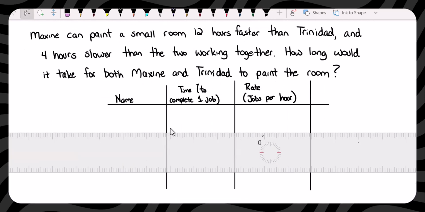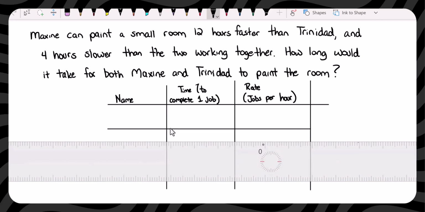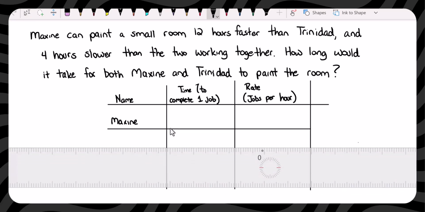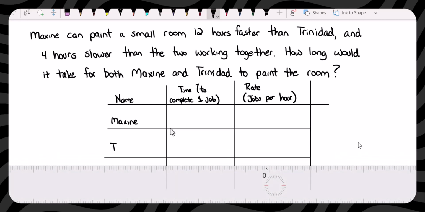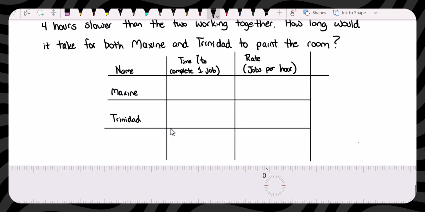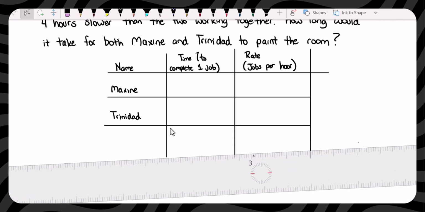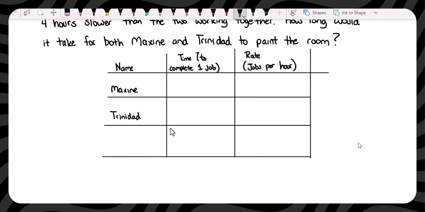All right. So let's see the names of people involved. Well, we have Maxine. I'll write that in. And we also have Trinidad. And then we have them working together as well. So I'm going to use a different ink for that. And in fact, I'll go ahead and close off this grid here. And I'll use blue ink for them both working together.